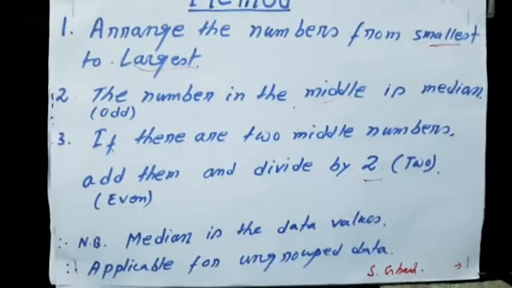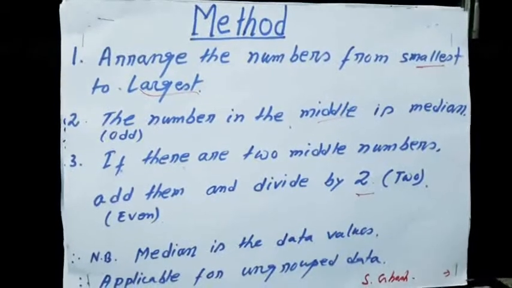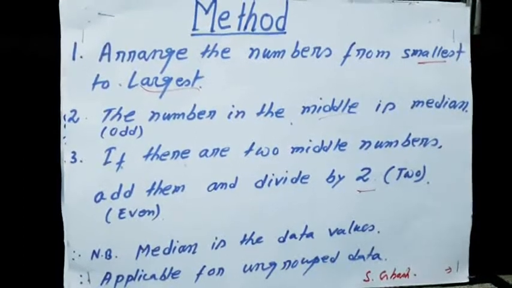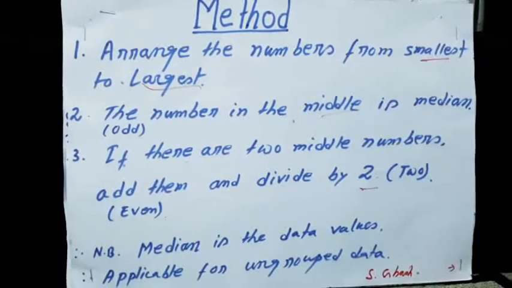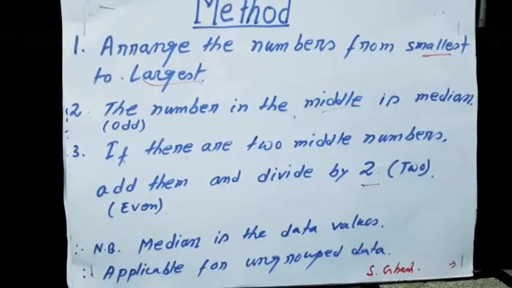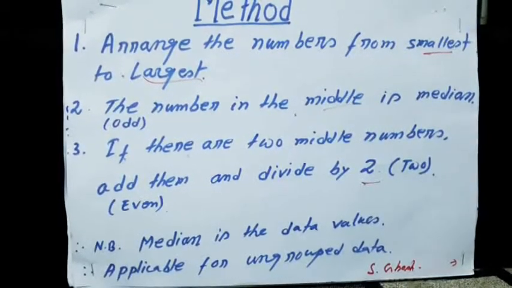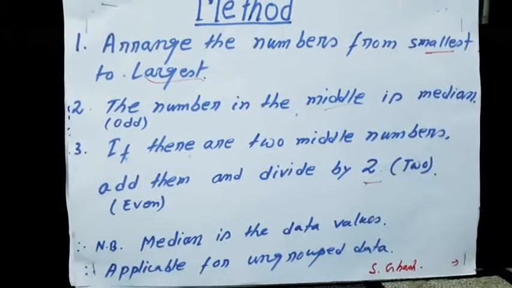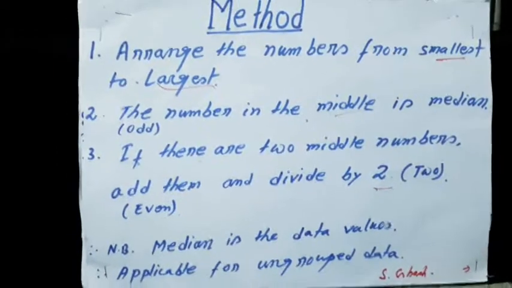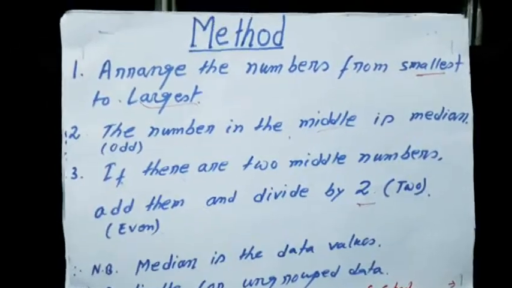Okay. Now look at the method. First step is arranging the numbers from the smallest to largest, then finding the middle number. If the number of observations is odd, then the middlemost number will be the median, and if the number of observations is even, then we will get two middle values. We will take the average of these two values. That average value will be the median. Now we will see an example of how a median is calculated.